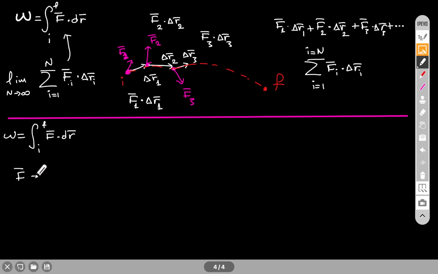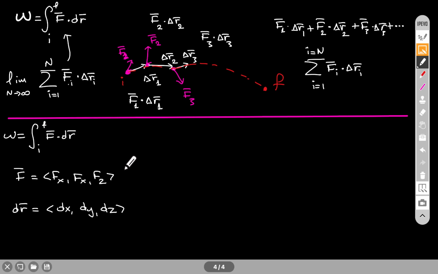Let's say F is Fx, comma, Fy, comma, Fz. Okay, these are the three components. I'm not using any numbers. And in Cartesian coordinates, the vector dr will be simply dx, dy, dz.